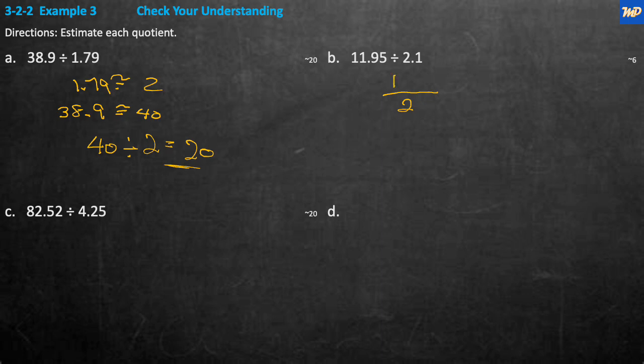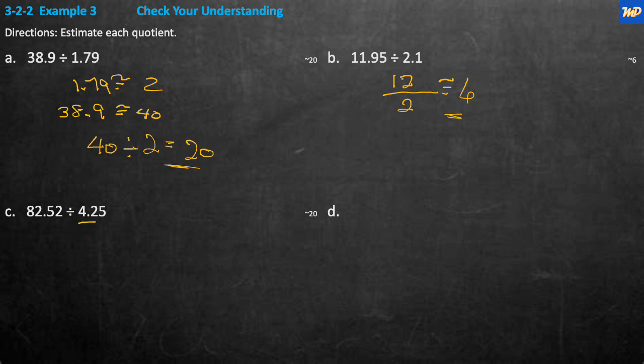1195 rounds to 12 very nicely, and 12 is very compatible with 2, because 2 into 12 gives us a 6. It's approximately 6. I'm going to say approximately equal to 6. Okay, let's do C. Same thing.